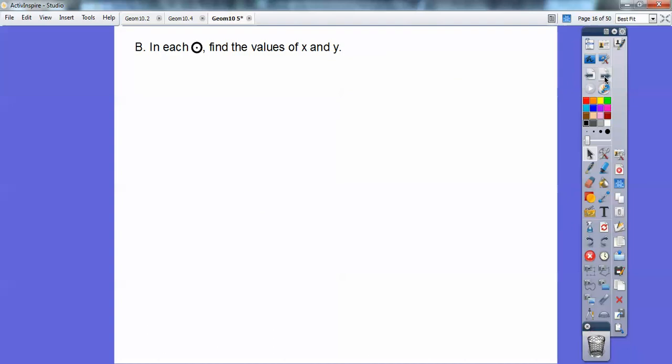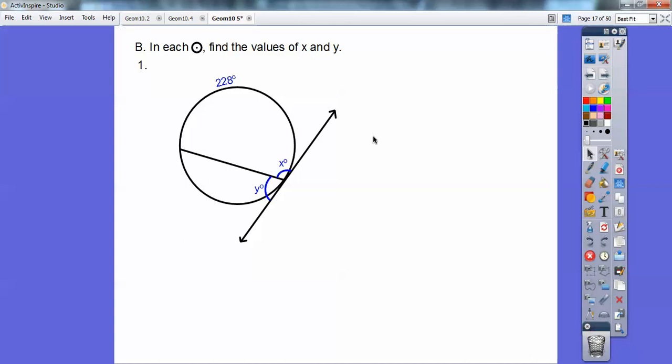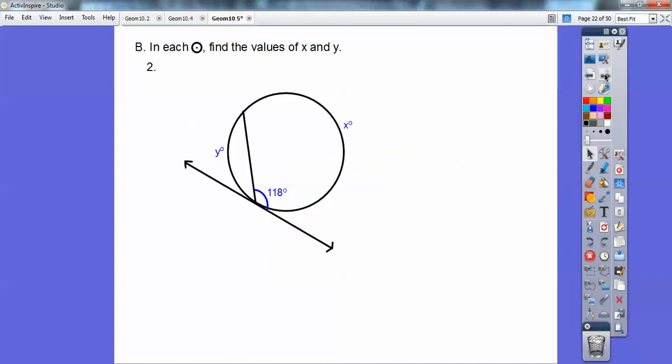In each circle, find the values of x and y. All right, so we have this circle. It looks like we have a tangent segment out here, and we have this chord going right here. Remember, this is on the circle, so we just take half the intercepted arc, so half of 228, you guys. See that angle right there? Half of that is 114. Then I'm going to use that 114 and that straight line right there. Remember, straight lines are 180, so y equals 180 minus 114, and I get 66. So that's the 180 trick you use all the time. Straight lines are 180. I'll do it again with this one in just a second.